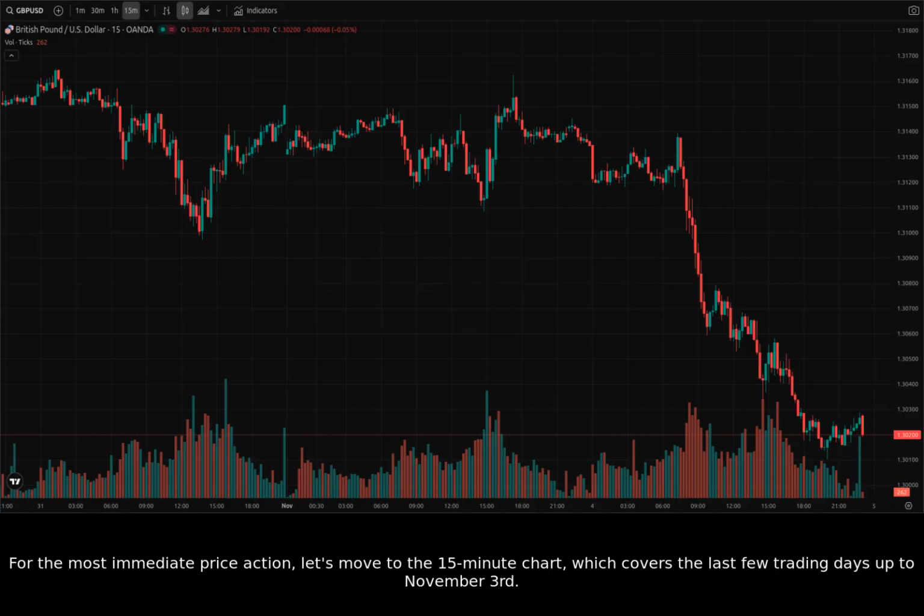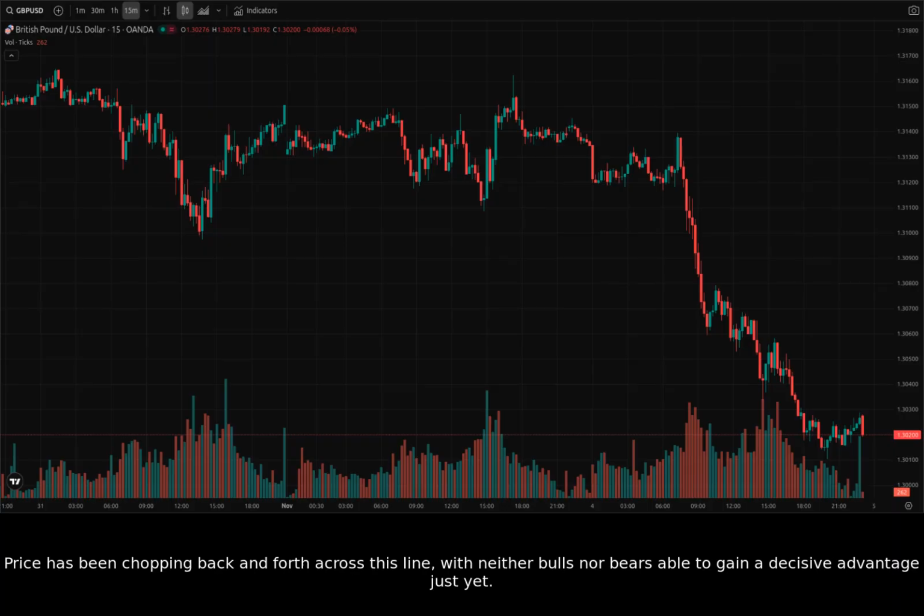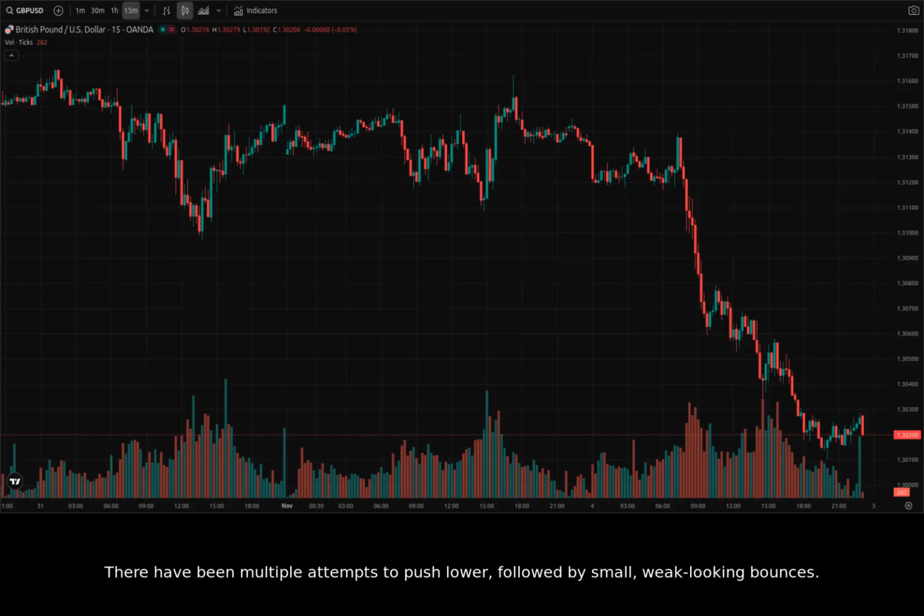For the most immediate price action, let's move to the 15-minute chart, which covers the last few trading days up to November 3rd. Here we can see the intense battle happening right at our critical 1.3140 level. Price has been chopping back and forth across this line, with neither bulls nor bears able to gain a decisive advantage just yet. There have been multiple attempts to push lower, followed by small, weak-looking bounces.